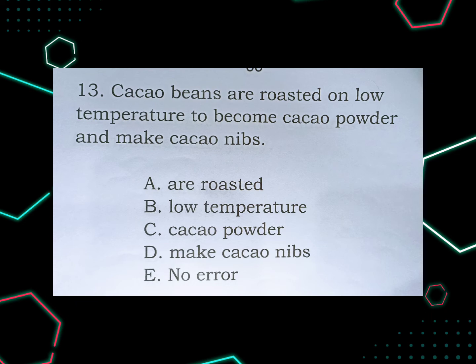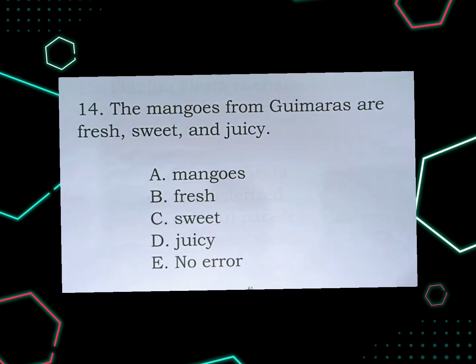A. Are roasted. B. Low temperature. C. Cacao powder. D. Make cacao nibs. E. No error. 14. The mangoes from Guimaras are fresh, sweet, and juicy.